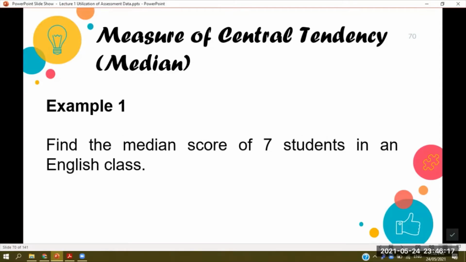Next, let's try to have example number 2. Find the median score of 8 students in an English class. Is 8 even or odd? Very good, no? When we say 8, that is of course even. So we will apply the rule for even. According to the rule, hanapin daw yung two middlemost scores, and then you have to identify their average, no, as we call it.